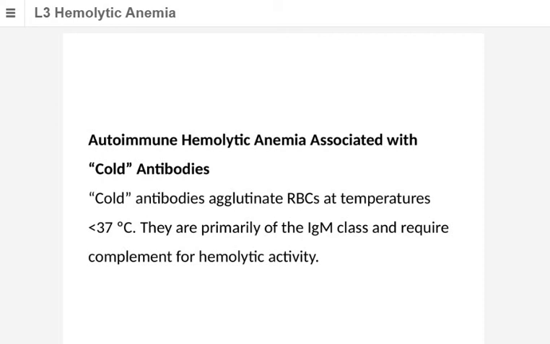What about autoimmune hemolytic anemia associated with cold antibody? The cold antibody agglutinates RBC at temperatures less than 37 degrees centigrade. They are primarily of the IgM class, sometimes IgA, and require competent complement for hemolytic activity. So in the cold manifestation, agglutination of the RBC occurs at a temperature less than 37 degrees centigrade, and the antibody is of type IgM.